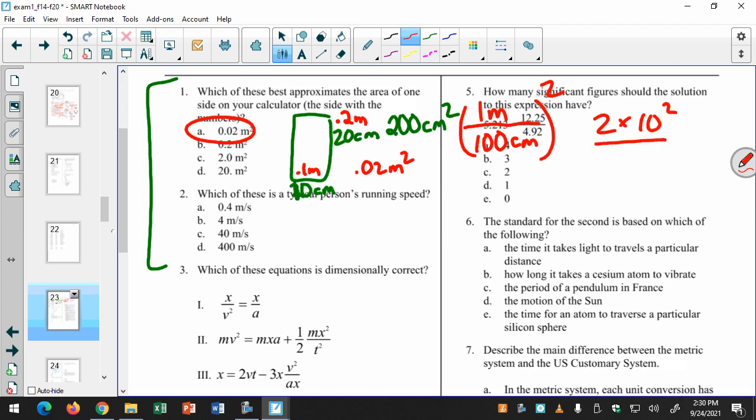That's 200 divided by 100 squared, which is 10 to the fourth. And that is 2 times 10 to the minus 2, which is 0.02. Okay?